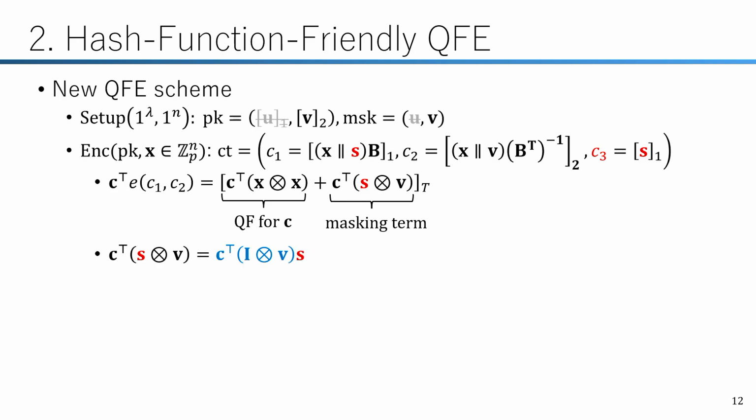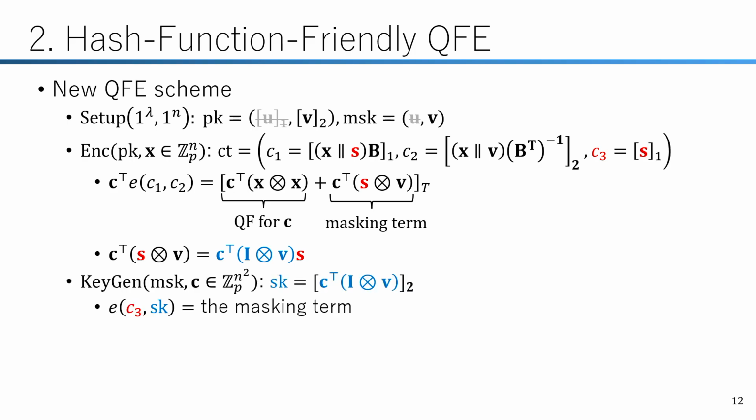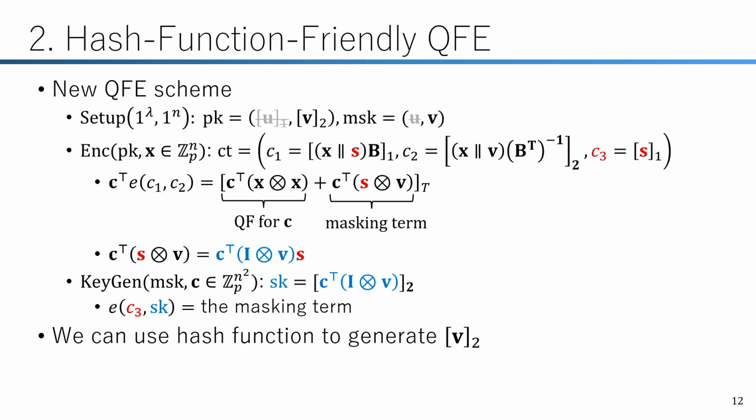And the masking term can be written as at the right-hand side. So by setting the secret key as the blue term, then pairing of C3 and the secret key reveals the masking term. And subtracting this masking term, we can obtain the quadratic function for coefficient vector C. And in this construction, we can use a hash function to generate vector v, because even if we generate vector v by a hash function, the secret key can be generated efficiently.